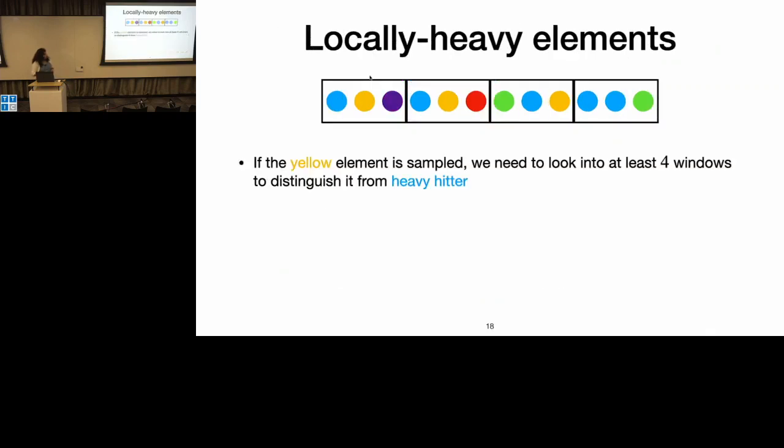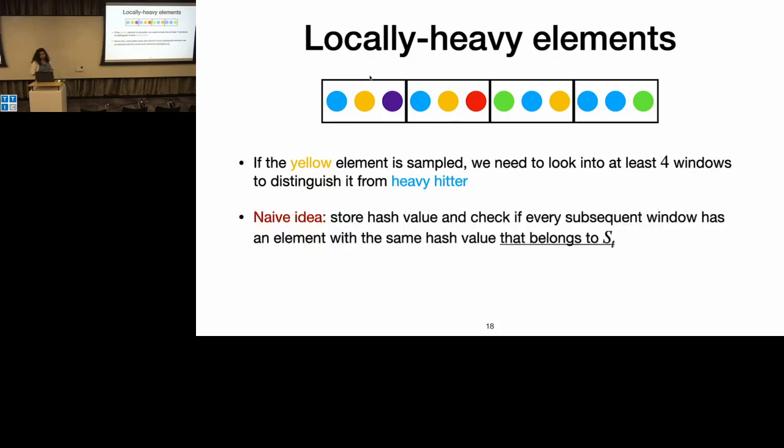In fact, one thing to notice is that if I end up sampling a yellow element, I need to look into at least 4 windows to know that it's not the heavy hitter. So in some sense, when I sample an element of frequency f, you need to look into f plus 1 windows to know that it's not. So sure, a naive idea could be to store the hash value, and check if every subsequent window has an element with the same hash value. Can anyone see the problem with that?